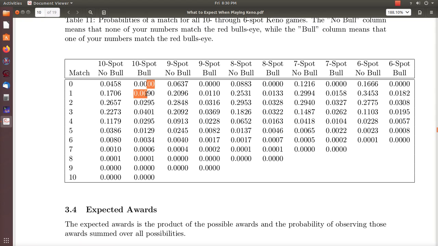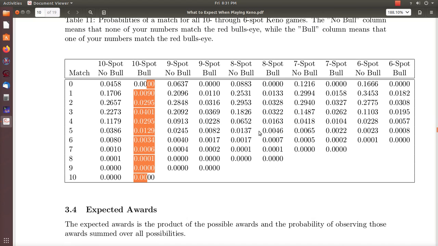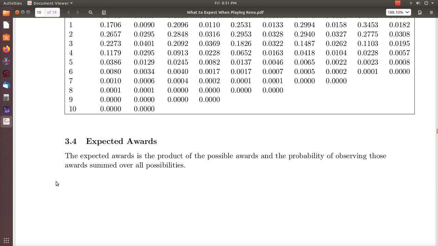Now, if we take this column here and add each of those, that's the probability of a bullseye in a 10-spot game. So technically, that should be 0.1250 right here, which is n over 80. So showing that these sum to n over 80 is actually kind of a cool probability that we'll solve at the end of this video. It makes use of what's called Vandermonde's identity.